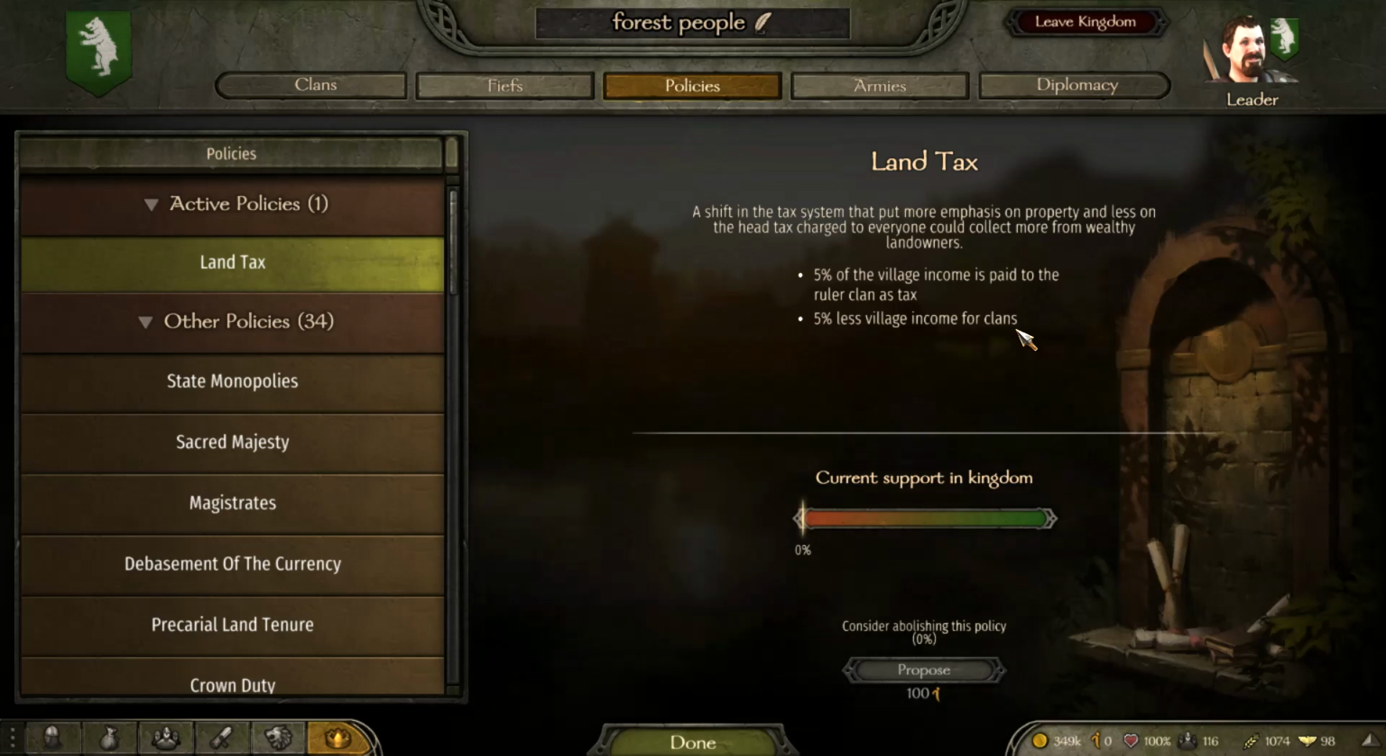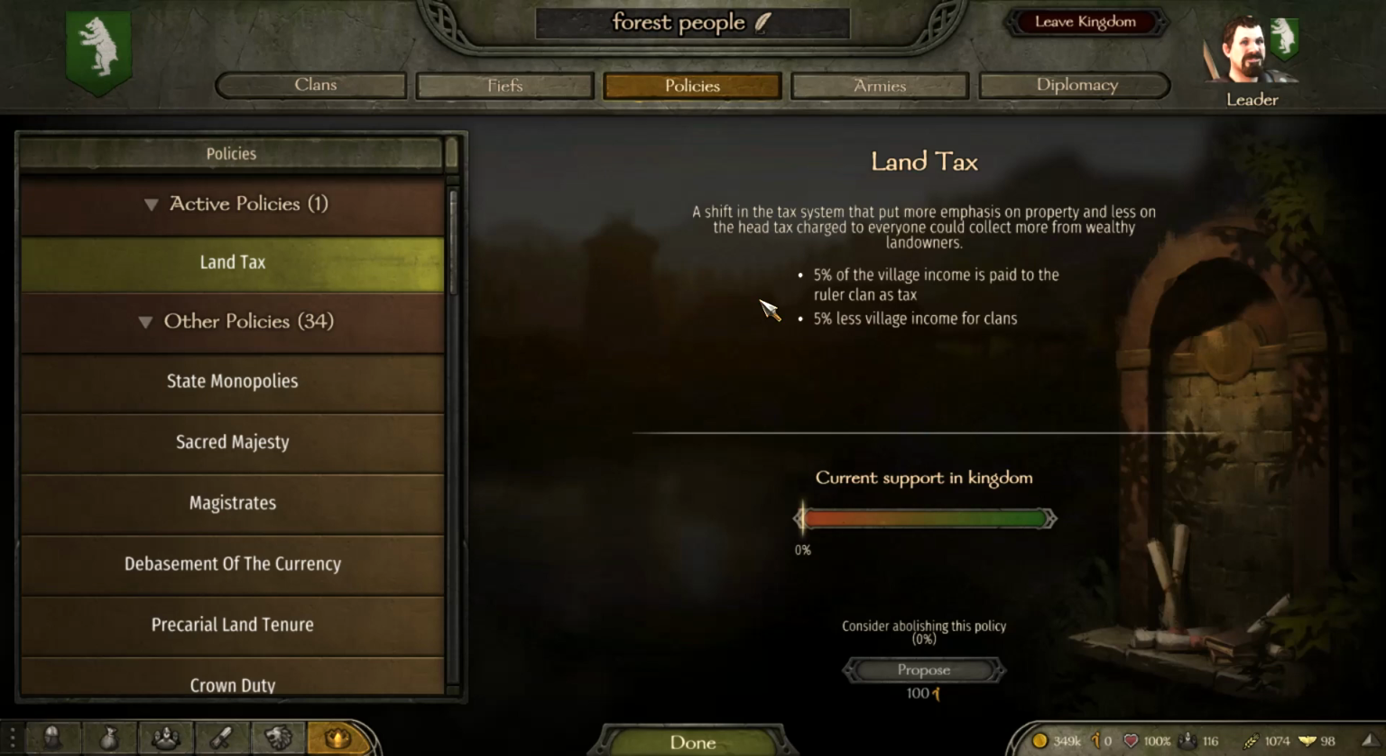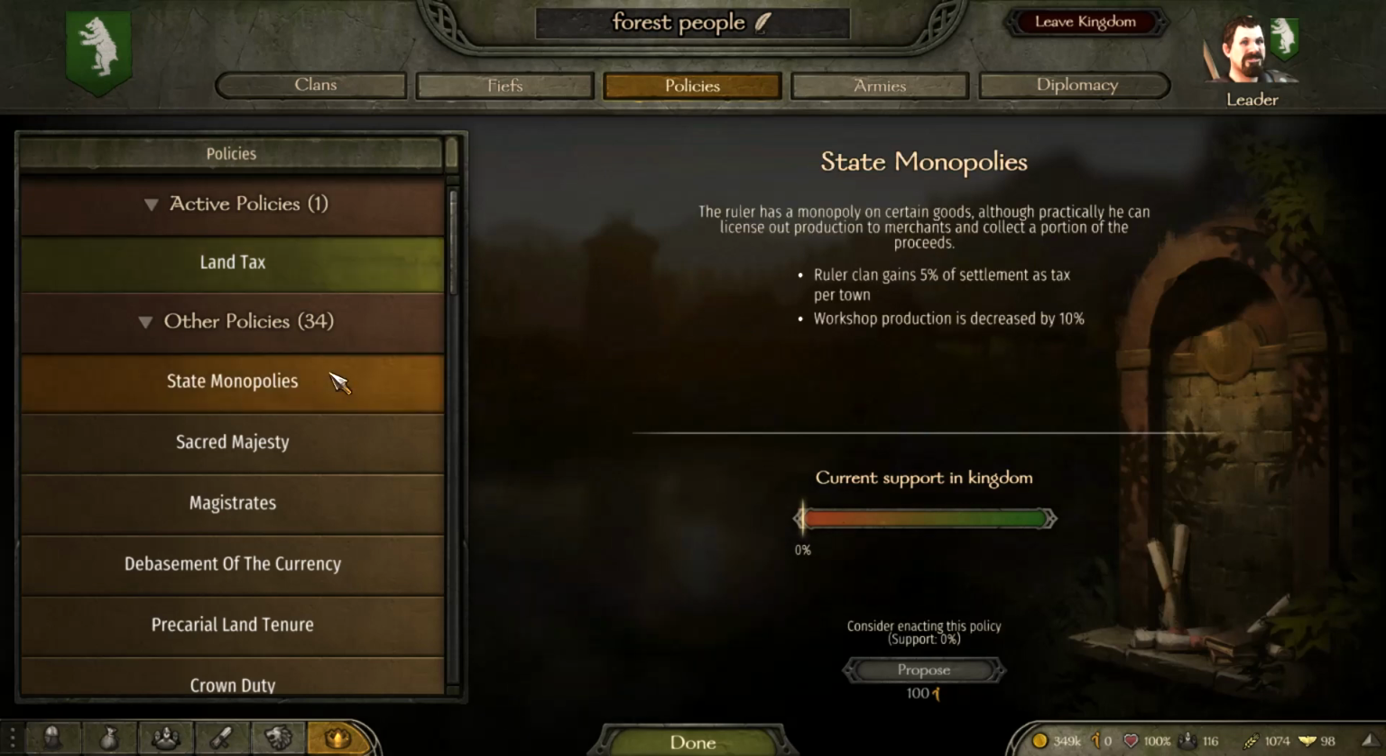So if you are in another kingdom that isn't your own, this one is going to be against you. However, if you're a ruler and you pick this, it's going to be massively for you. It's going to give you more money, but it's going to make sure that everyone else has that little bit less. So it depends if you own your own kingdom or if you're serving a different kingdom, because you can apply for policies in other kingdoms too.